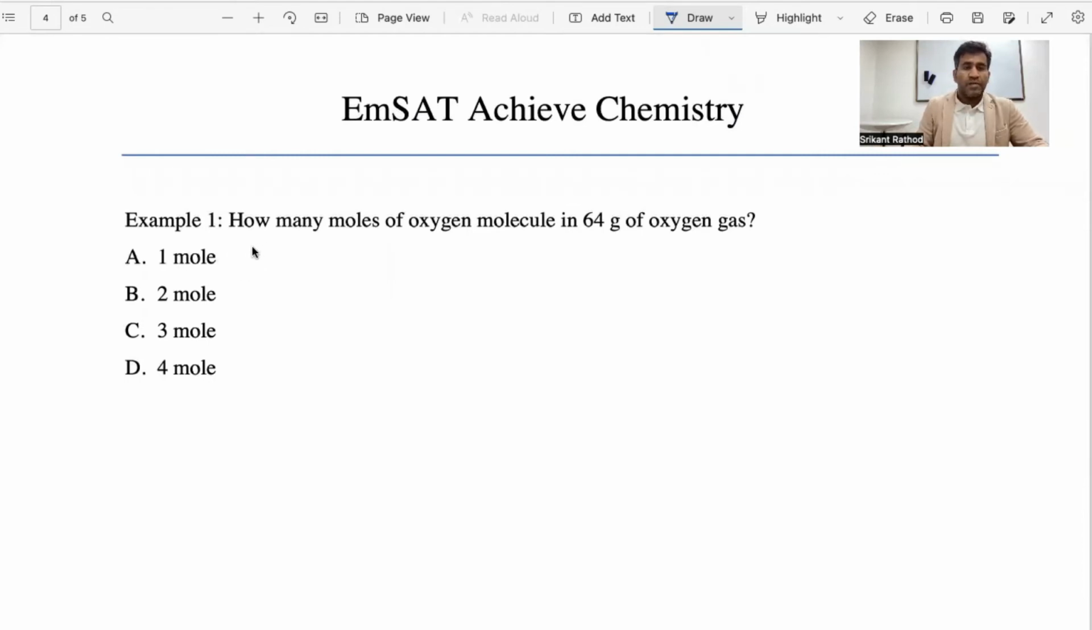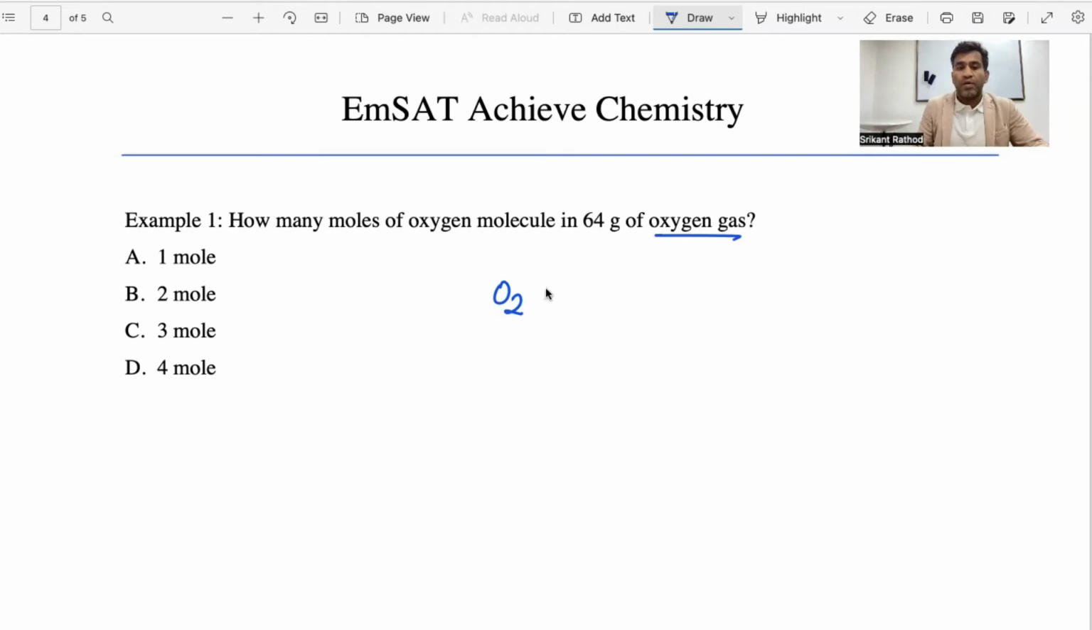So let's take here: how many moles of oxygen molecule are in 64 grams of oxygen gas? They're asking us how many moles of oxygen molecule are in 64 grams of oxygen gas. Let me tell you, we are talking about the oxygen molecule. And how do we write the molecular formula for oxygen molecule? O2. Now they are saying 64 grams of oxygen molecule has how many moles?